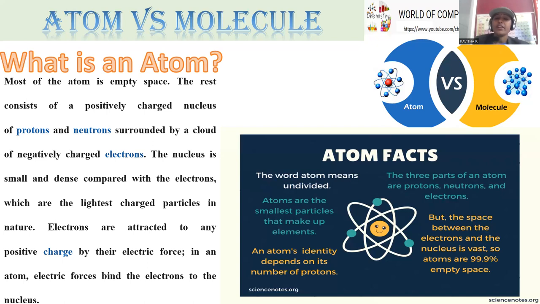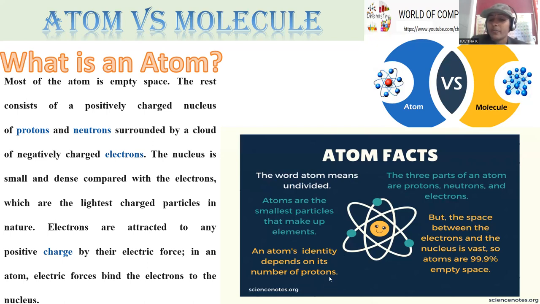But with the later invention of the microscope and many other things, the atom could be subdivided, and we could identify that there are more subatomic particles present, which are protons, electrons and neutrons. But still the name atom remains, which means undivided. Atoms are the smallest particles that make up an element. Atom identity depends upon its number of protons, because based on the number of protons only, the atom is smaller, larger, or medium.